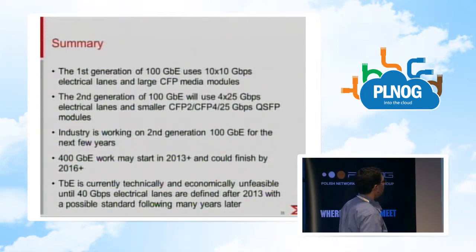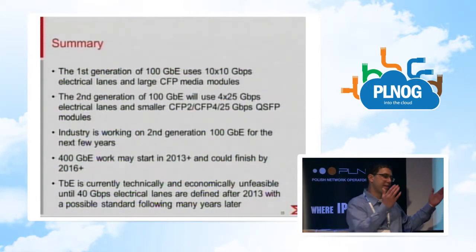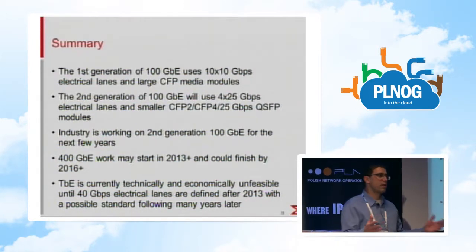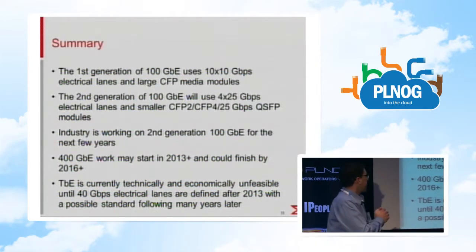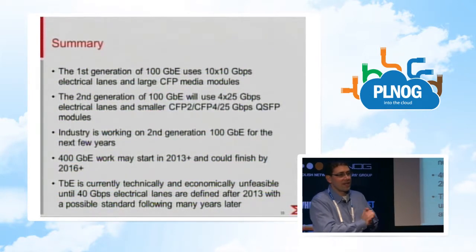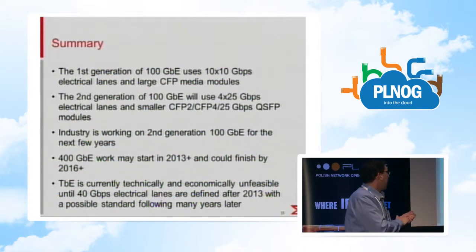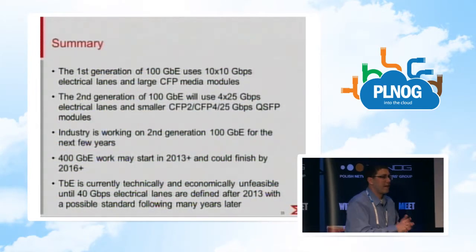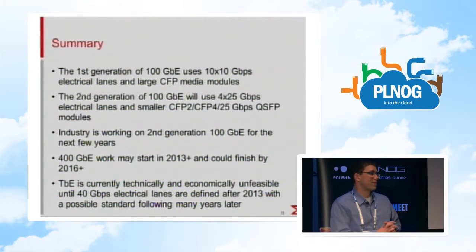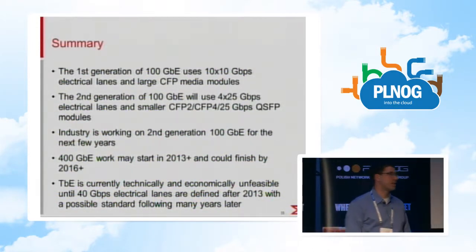The second generation will be 4x25, so that's when basically everything goes to that next generation. You have 4x25 electrical interfaces, 4x25 optical interfaces, no mixing and matching electrically inside the module. The industry is probably going to be working on this for the next 2 years though, so that second generation is still quite a ways in the future. And then probably after that, you're looking at 400 gigabit Ethernet. This is in the 2013 plus for a standard, but we're really talking about like 2016 for a 400 gigabit Ethernet standard.